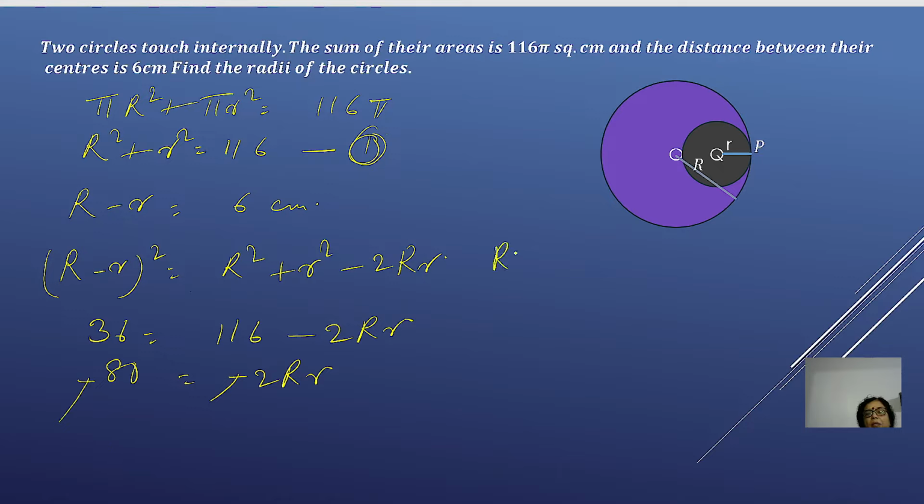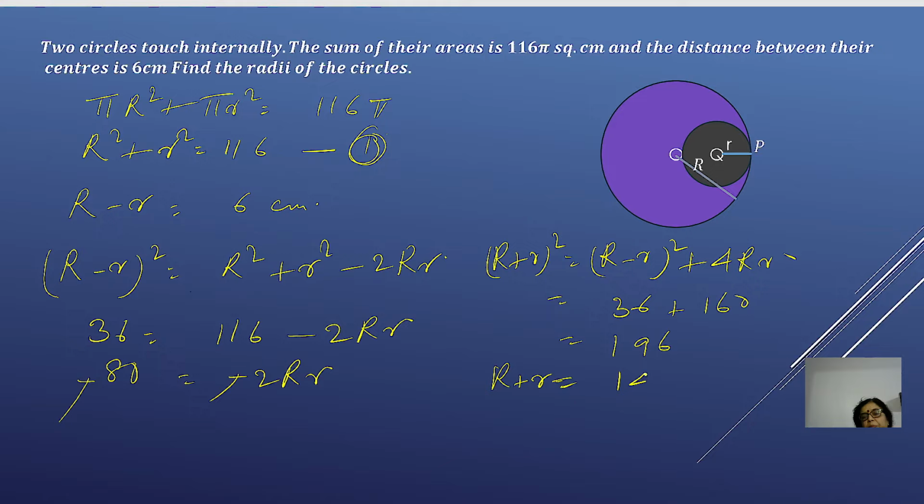Now (R plus r) whole square is equal to (R minus r) whole square plus 4R into r. So this (R plus r) whole square, we have to calculate. R minus r is 6, that is 36, and this will become over here 160. So this becomes 36 plus 160, which is 196. So R plus r will be equal to square root of 196, that is 14. And R minus r is 6.